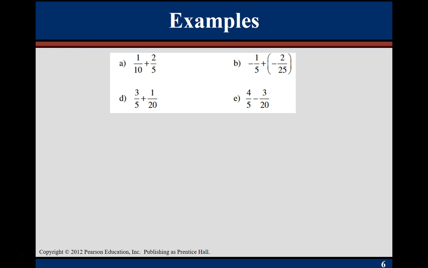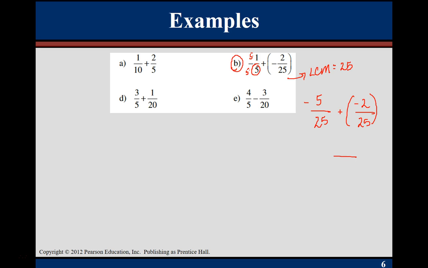Let's look at letter B, and then after we're done with letter B, see if you can find A, D, and E. My least common multiple for letter B is going to be 25. To change a -1/5 to a fraction that has a 25 in my denominator, I would need to multiply by a 5. 5 times 5 is 25, and whatever I do to the bottom, I also need to do to the top. So that would be a -5 up top. My other fraction already has a denominator of 25, so I could just bring this over as a -2.